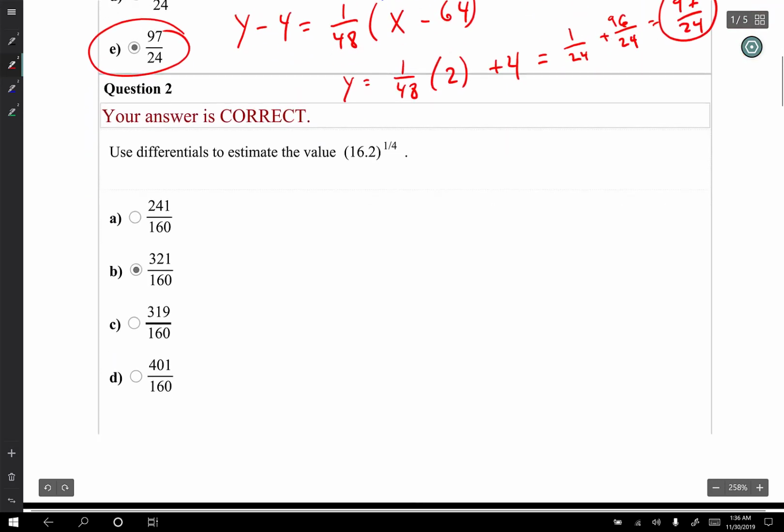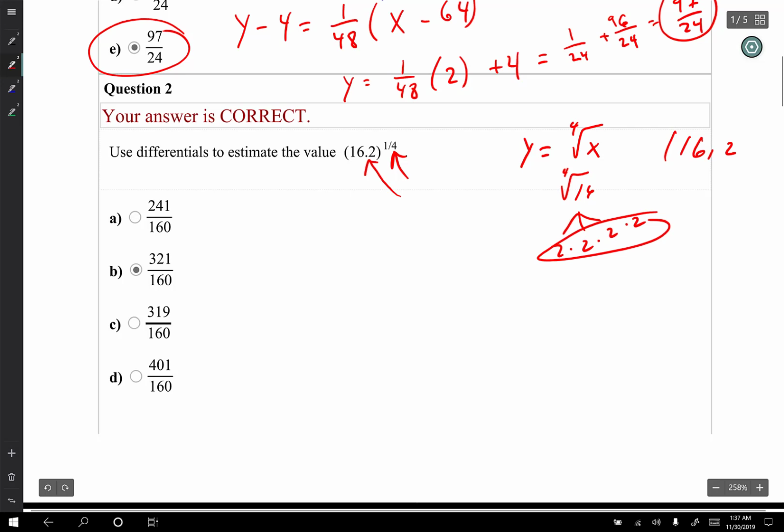Use differentials to estimate. Again, it says the fourth root here, so I'm going to write y equals the fourth root of x, and I have to think of a number that's really close to 16.2 where that's a perfect fourth root, and I can think of 16. So the fourth root of 16 is 2, right? Because you can break this up into 2 times 2 times 2 times 2. Look, 4 of them. So there it is. There's my point. Now I have to find my slope.